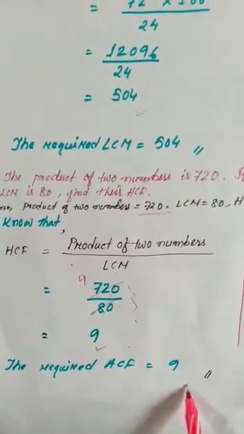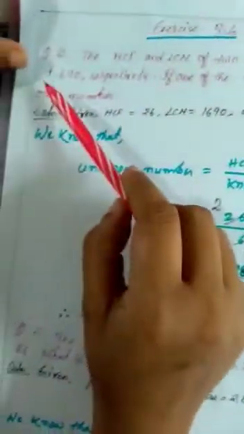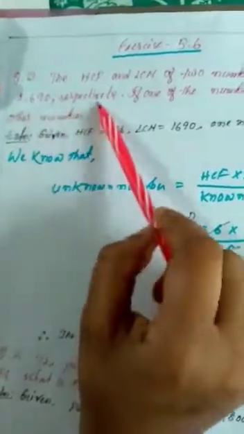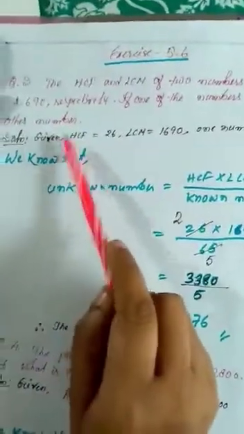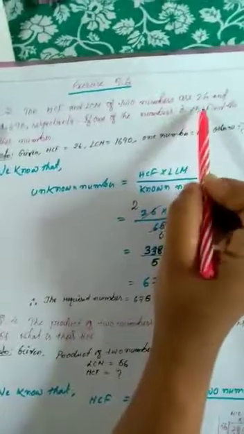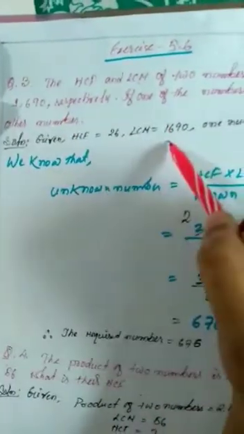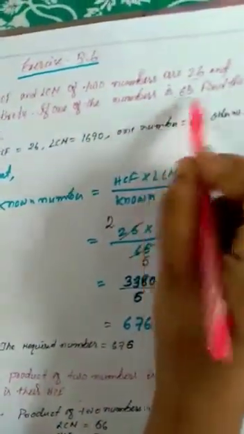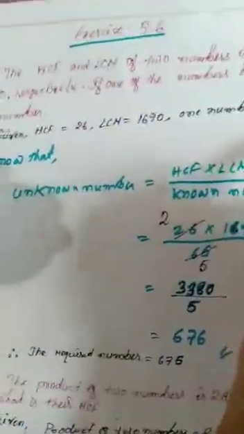So now let's move to our question number 3. The HCF and LCM of two numbers are 26 and 1690 respectively. If one of the numbers is 65, find the other number. So what are the given values here? You can see students, the HCF and LCM of the two numbers are given. HCF is 26 and LCM is 1690. One number is 65. Then we have to find the other number. Three values are known, given in the question, so we have to find the other number.